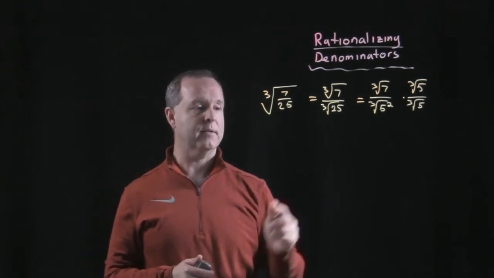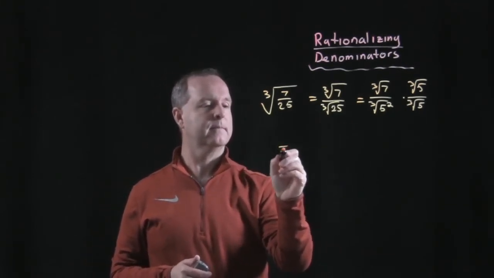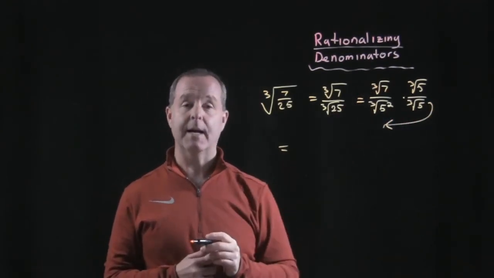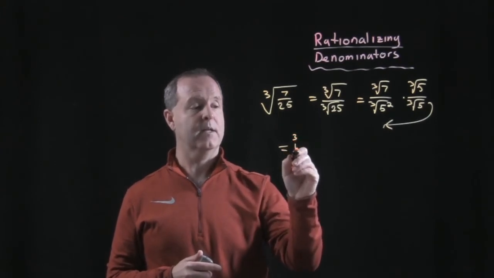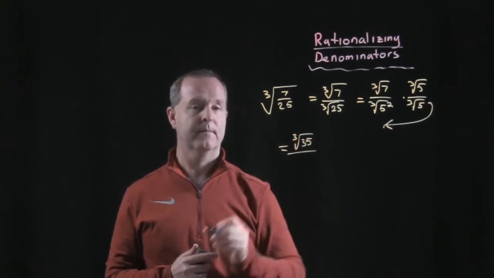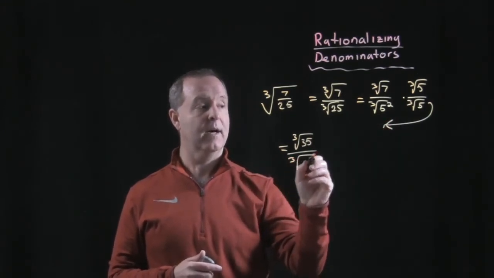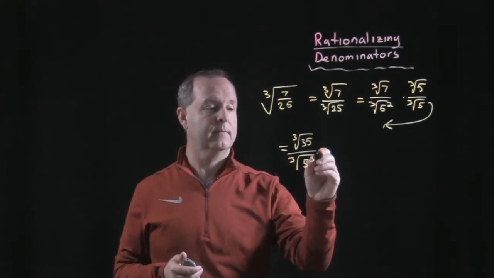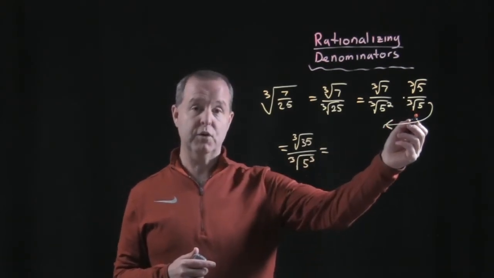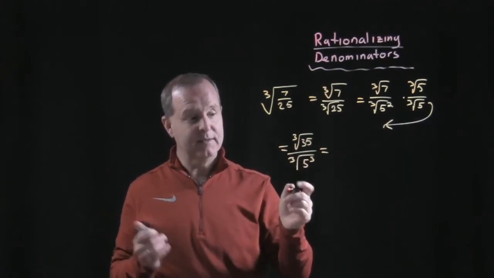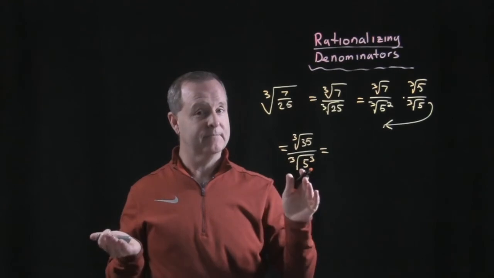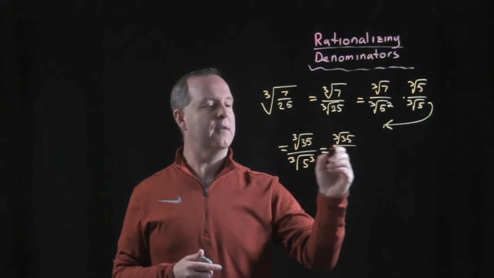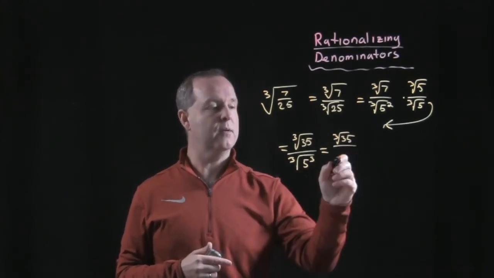Because when I multiply those out, cube root of 7 times the cube root of 5 is the cube root of 35. The denominator becomes the cube root of 5 cubed, or 125, whatever way you want to write that. And we chose that clever version of 1 because it makes the denominator radicalless. So I have the cube root of 35 on top, and on the denominator, I have the cube root of 5 cubed, which just becomes a 5.